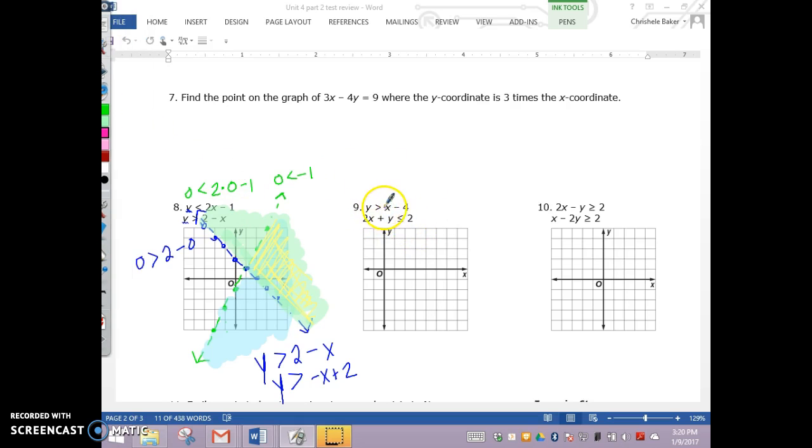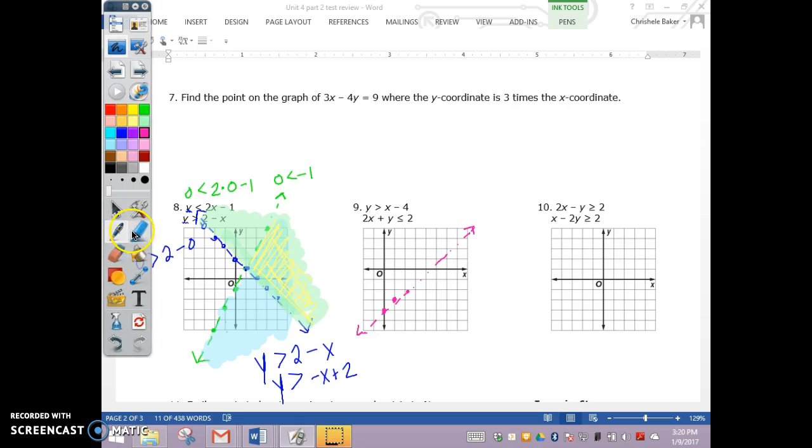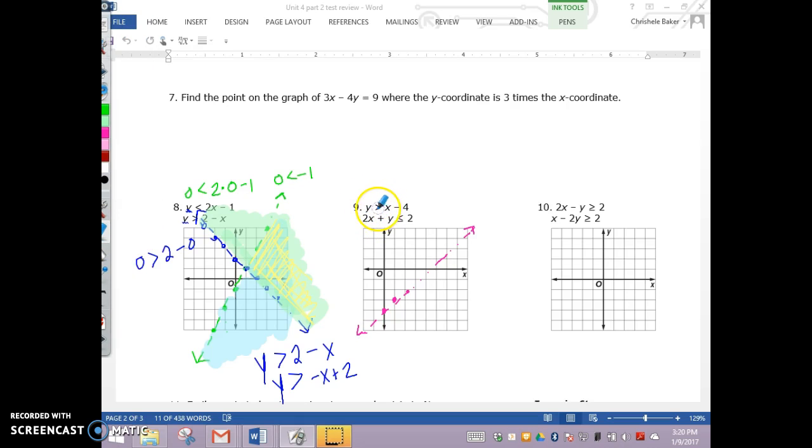Okay, y is greater than x minus 4. So go down to negative 4. 1, 2, 3, 4. And my slope is 1. Up 1 over 1. And again, dotted line. Greater. Does 0 work? 0 is greater than 0 minus 4. Yes. So shade where 0 is.